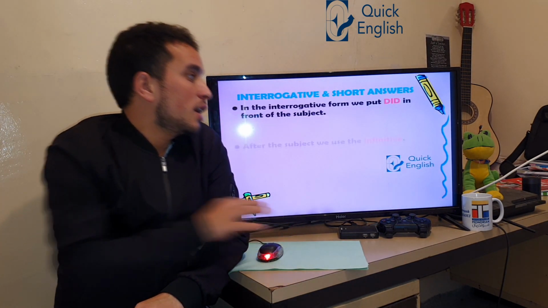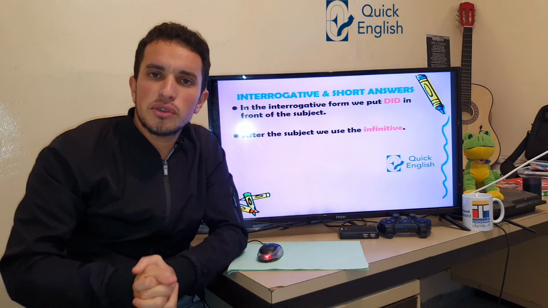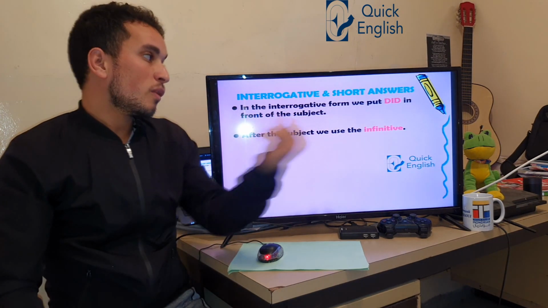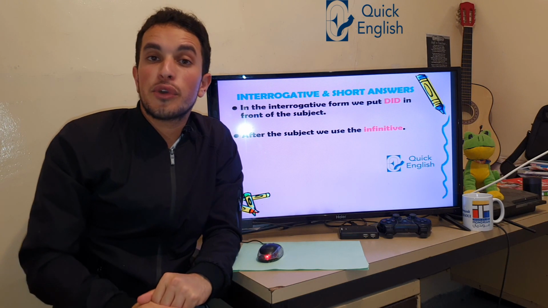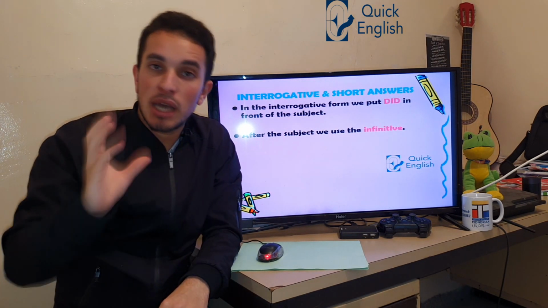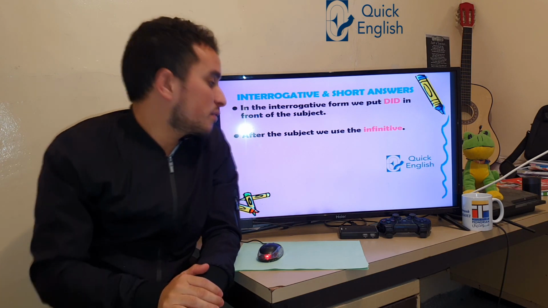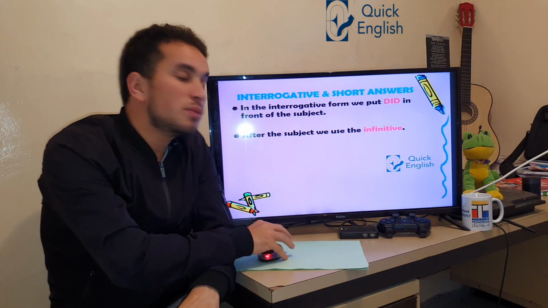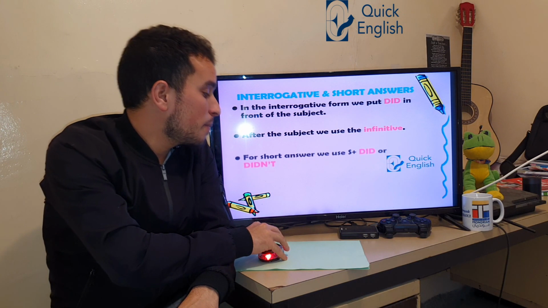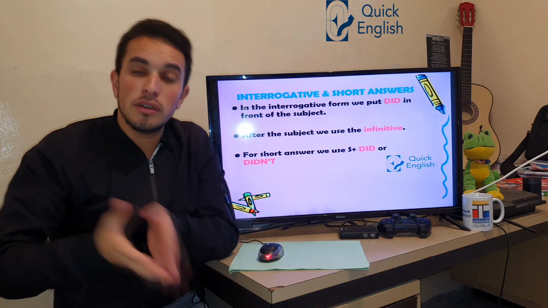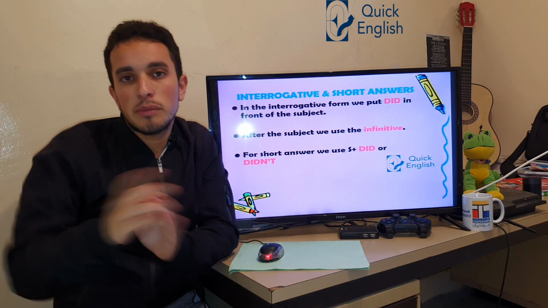Now moving on to the interrogative and the short answer. Of course, what we need to put in the interrogative is did plus the subject, you, he, she, or it, plus the infinitive of the verb. So after the subject, we need the infinitive. Okay? Now for the answers, we use did or didn't. Okay? We use subject plus did or didn't.